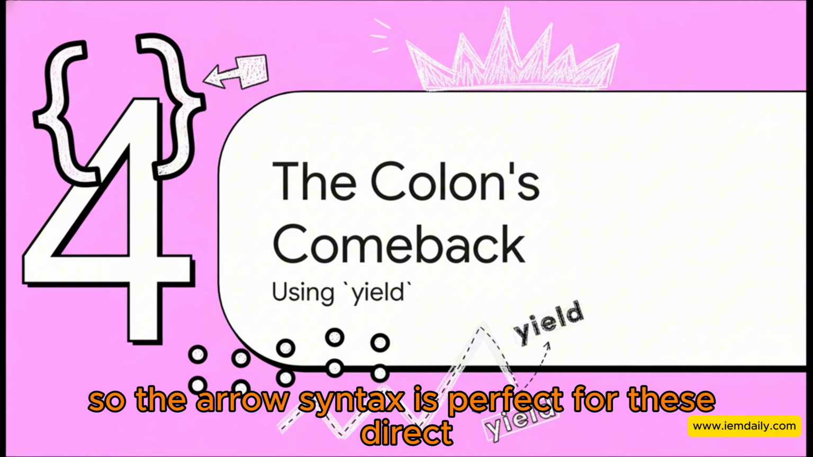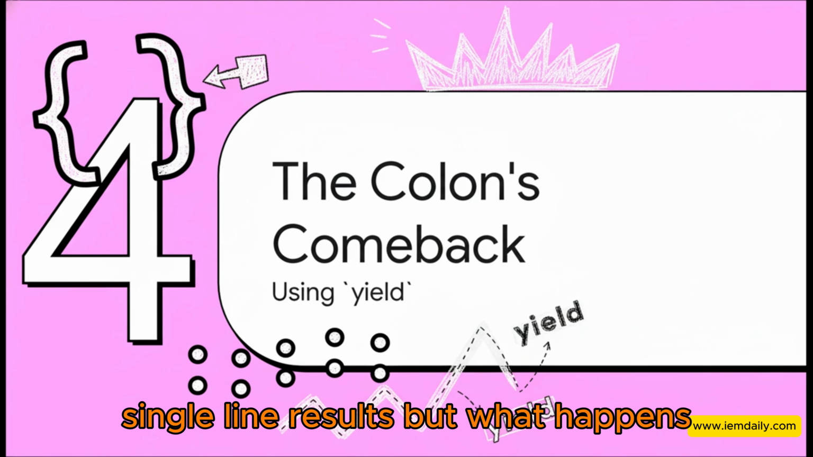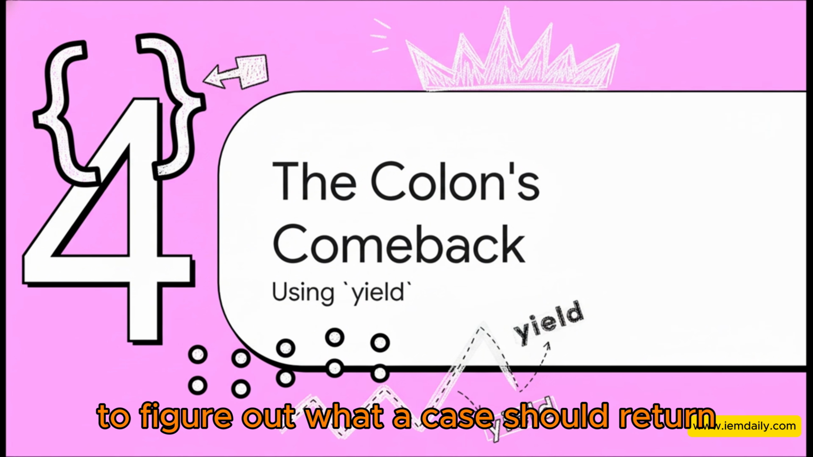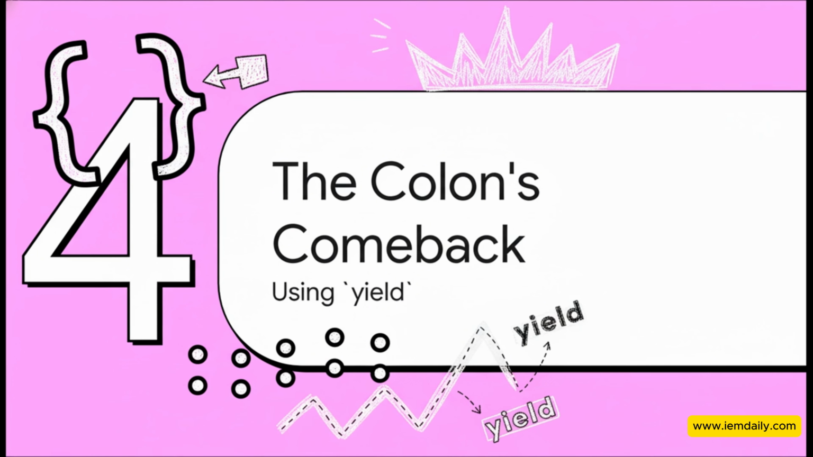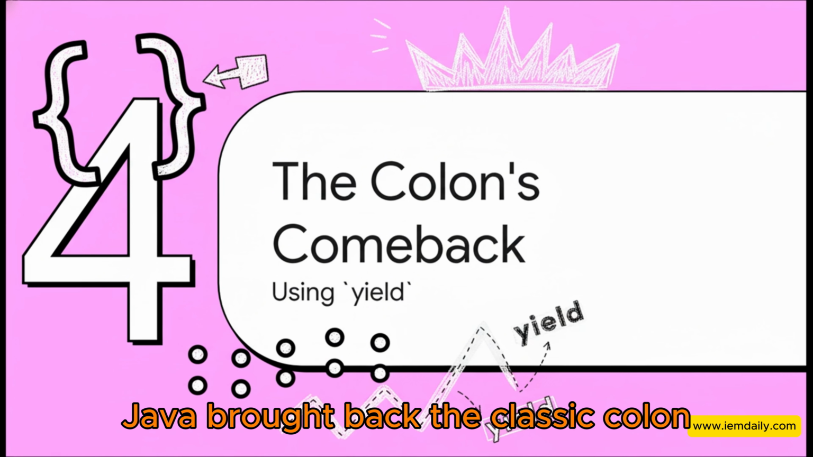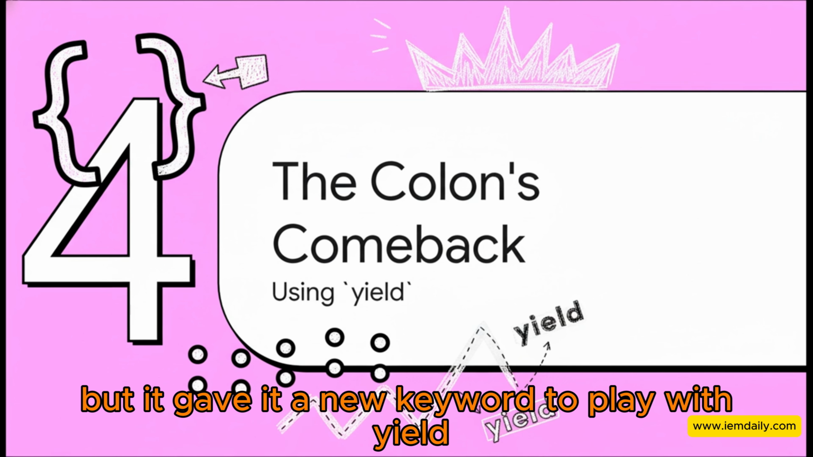So the arrow syntax is perfect for these direct, single-line results. But what happens when you need more than one line of code to figure out what a case should return? Well, for that, Java brought back the classic colon, but it gave it a new keyword to play with, yield.